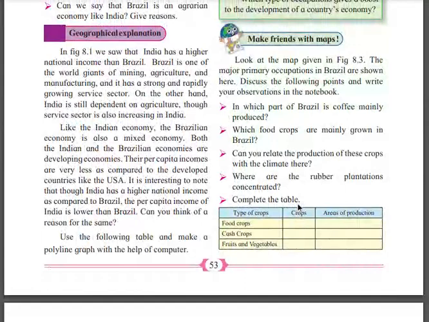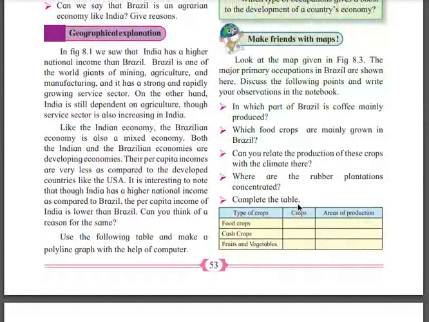Brazil is one of the world giants of mining, agriculture and manufacturing, and it has a strong and rapidly growing service sector. If I talk about Brazil, it is most popular for mining, agriculture and manufacturing, and the service sector is growing. On the other hand, India is still dependent on agriculture, though the service sector is also increasing in India. We are growing towards the service sector also, right?